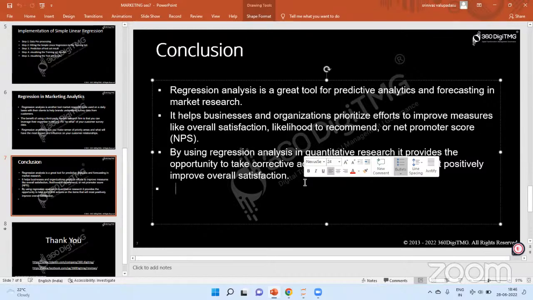Okay, yeah. So thank you, friends. This is about simple linear regression.